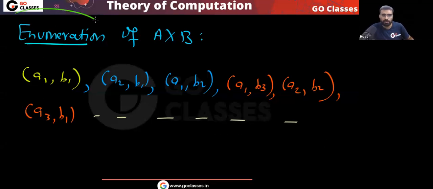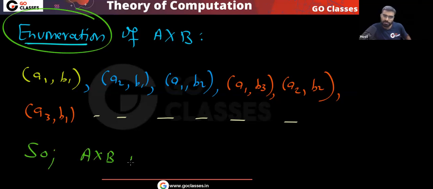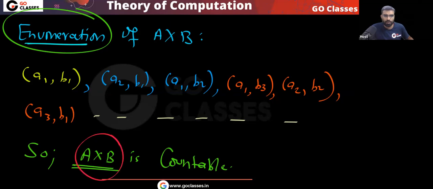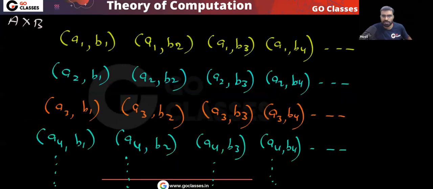Very simple. Because you have an enumeration, I can say A cross B is countable. Is this clear? So if A and B are countable, then A cross B is also countable. So this is the result.